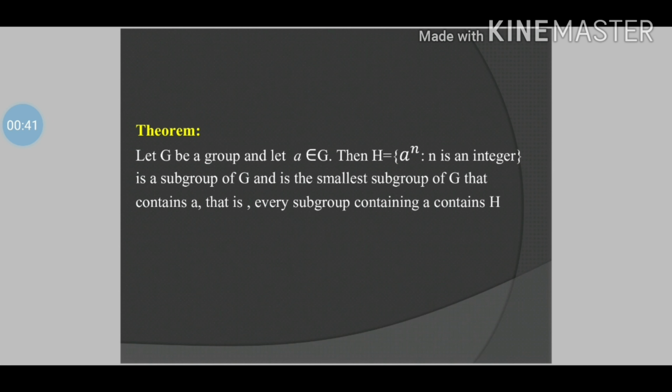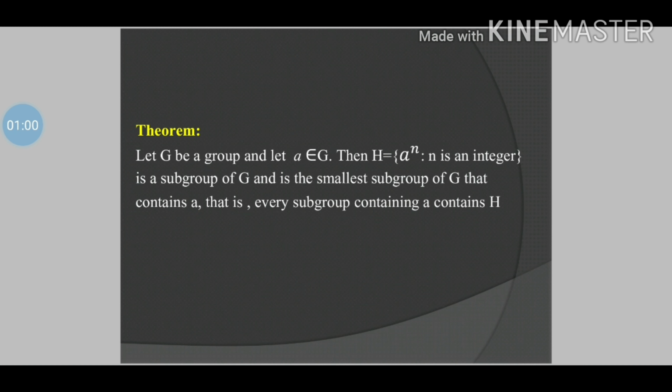First one is a theorem. Let G be a group and let a belong to G. Then H, equal to the set of all a raised to n, where n is an integer, is a subgroup of G and is the smallest subgroup of G that contains a. That is, every subgroup containing a contains H.